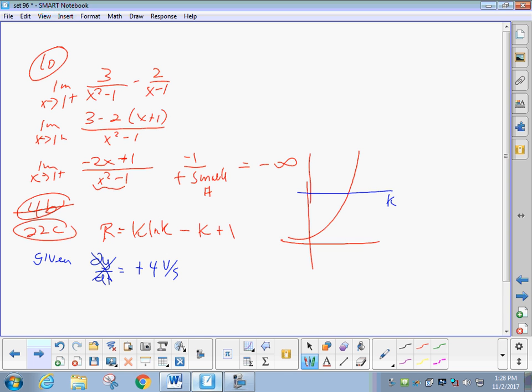K is a constant, but it's not a constant. It's a moving upper bound. So it's dk dt that's positive 4. And then you just use that equation. Yeah, integrate this with respect to time. Okay. Does that get you going? Yeah. Or not integrate, sorry, differentiate this with respect to time.